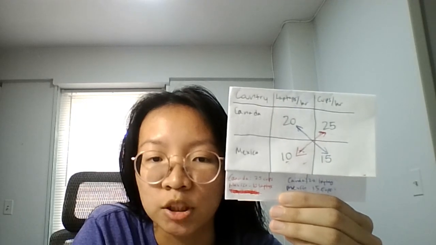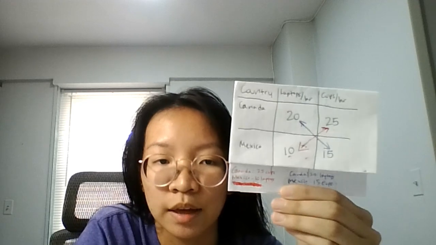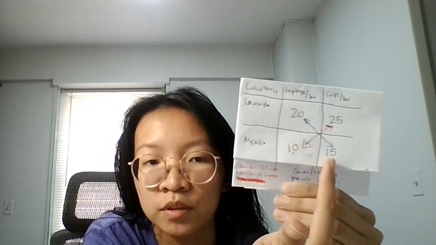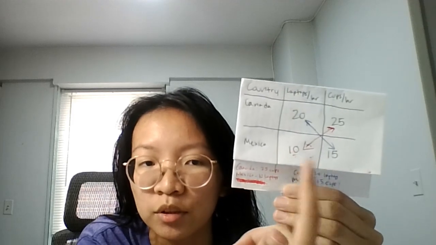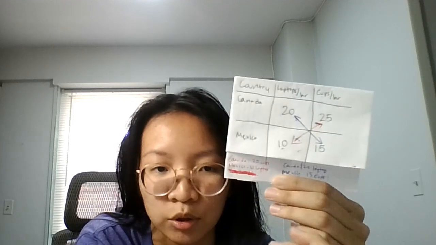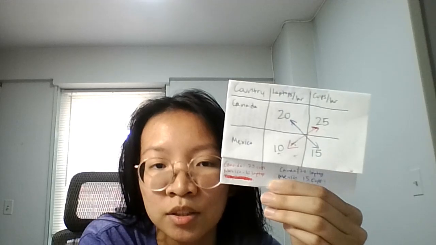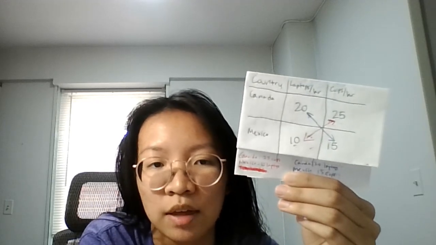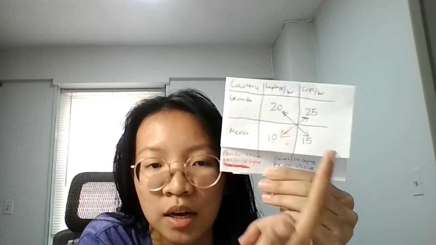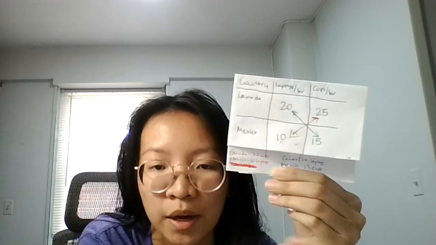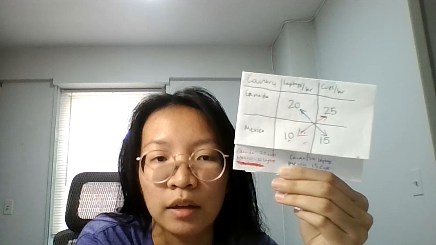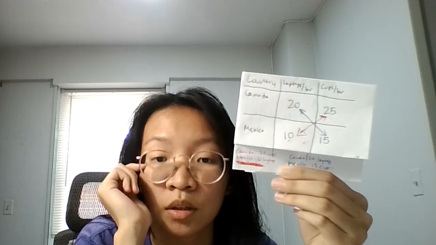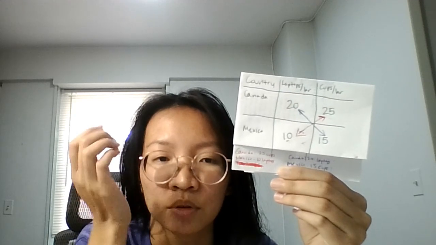Now, when we do our quick multiplication trick, we can see that 20 times 15 is 300, which is greater than if we did it the other way around, 10 times 25, where you only get 250. So that's a quick trick that tells you that Canada producing laptops and Mexico producing cups is the better trade overall.